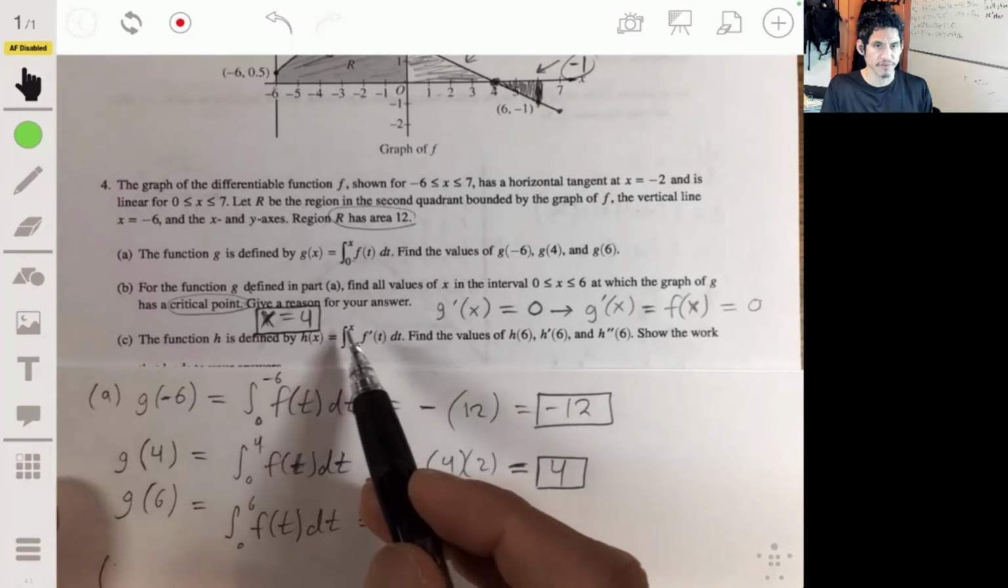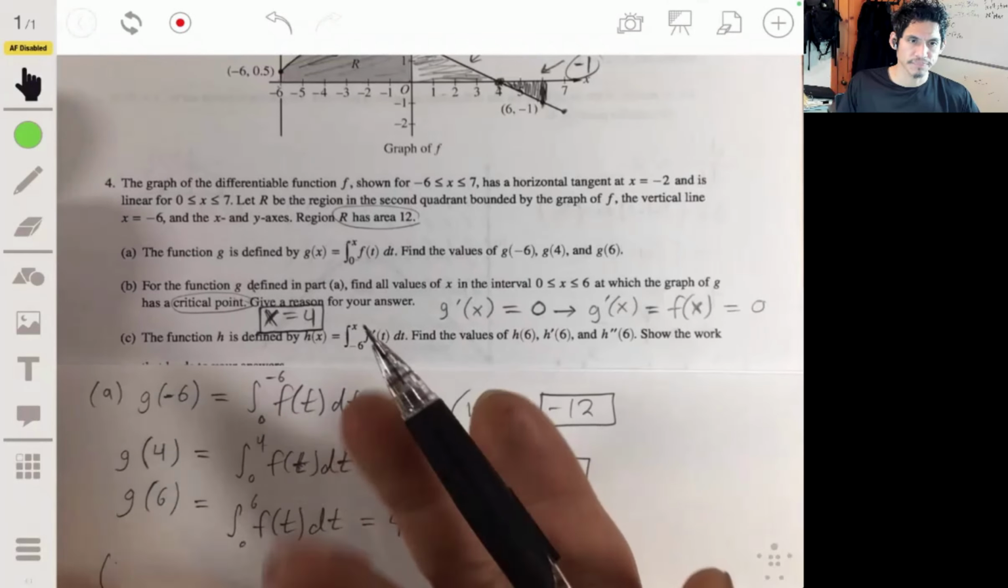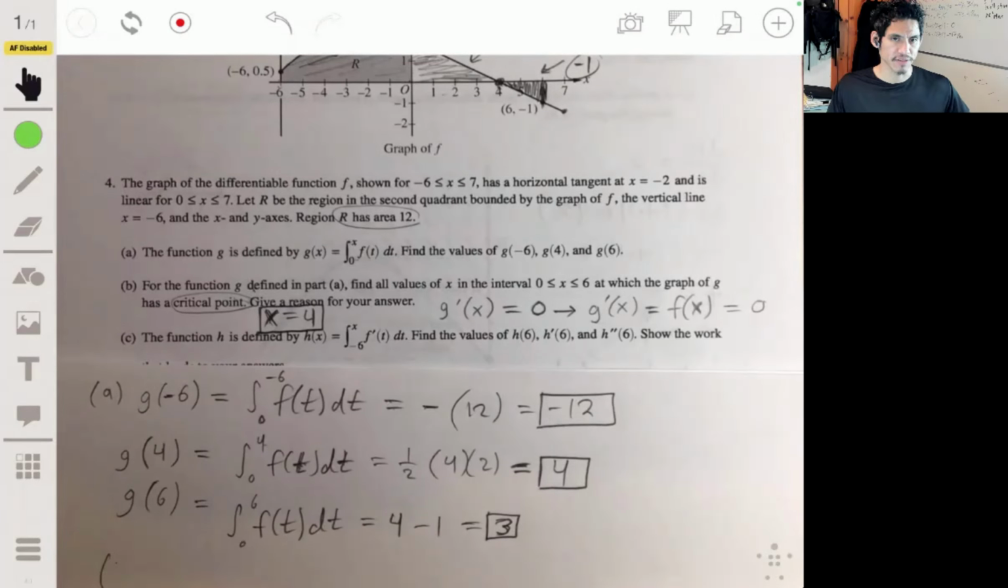And then when it says give a reason for your answer, you would just say, in a sentence, that you want to find where g prime is undefined or has a 0.